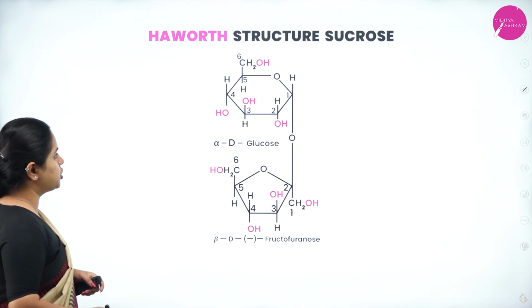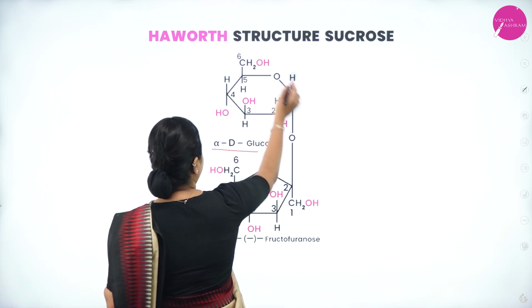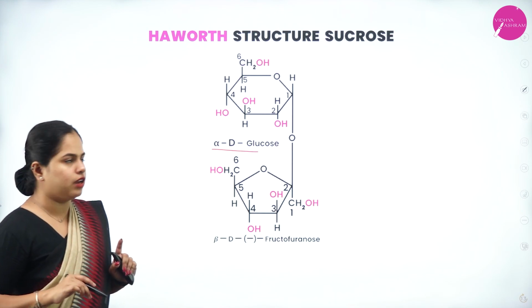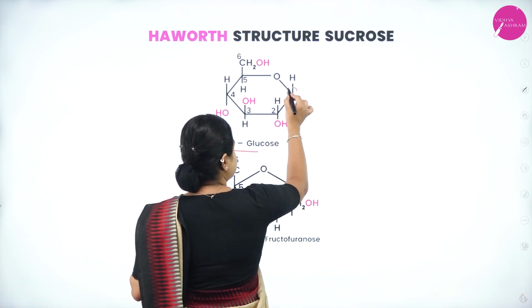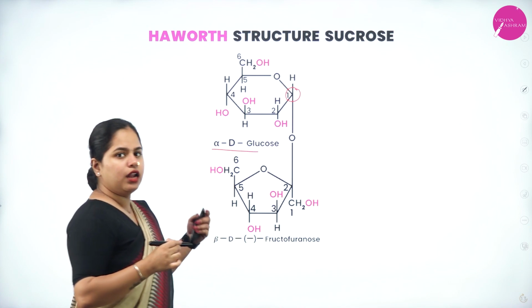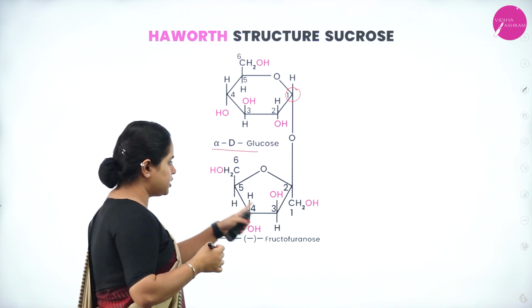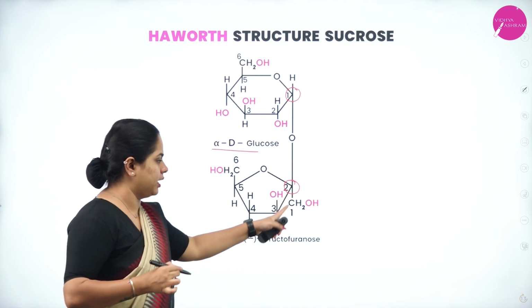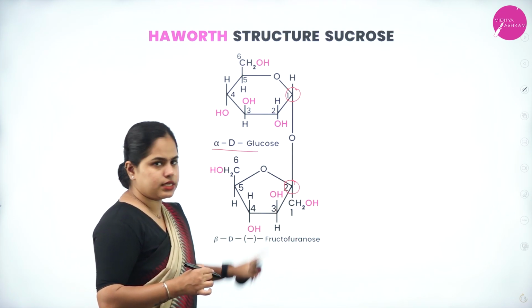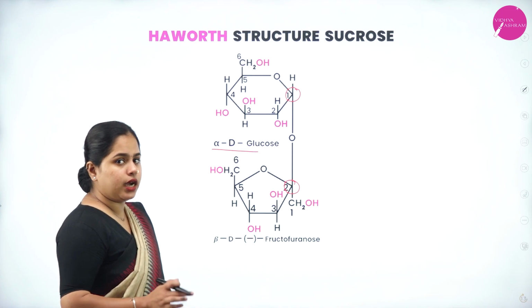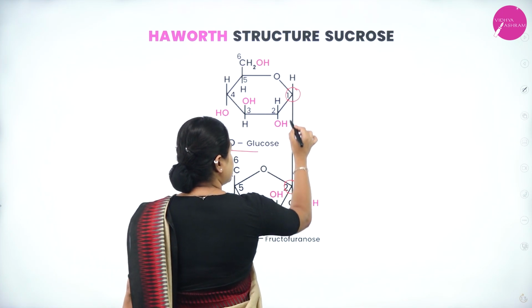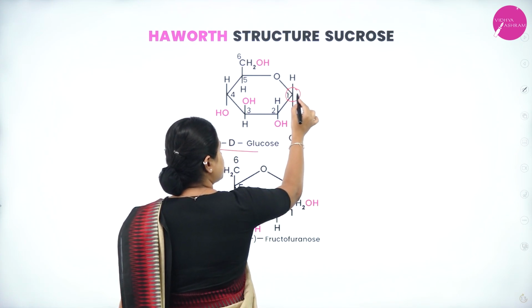So let us see the structure here. You can see this is the alpha D glucose which is present. We have already discussed how to identify alpha and beta. So this is the first carbon atom of the alpha D glucose. And this is your fructose. This is the second carbon atom, this is the first carbon atom. This is the second carbon atom of beta D fructose. So you can see here the oxygen is forming a bond between these two carbon atoms.